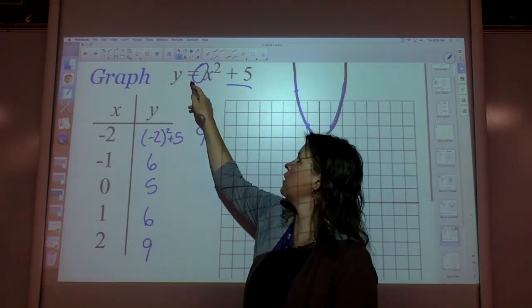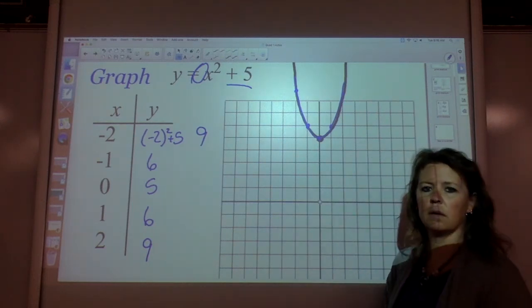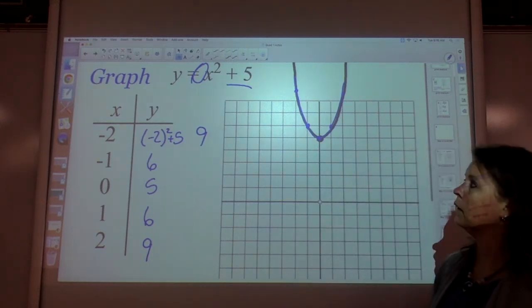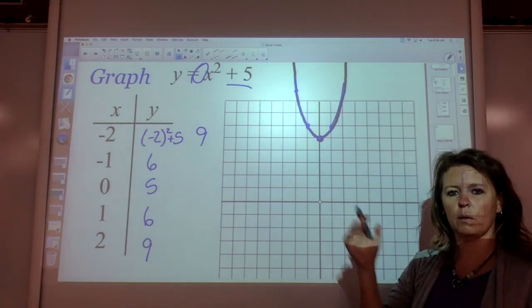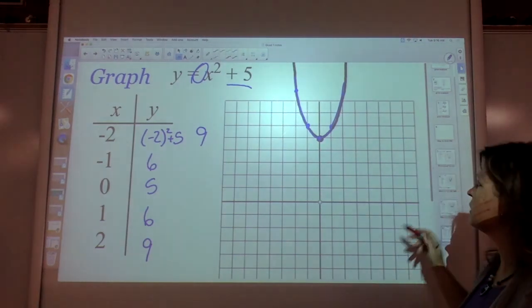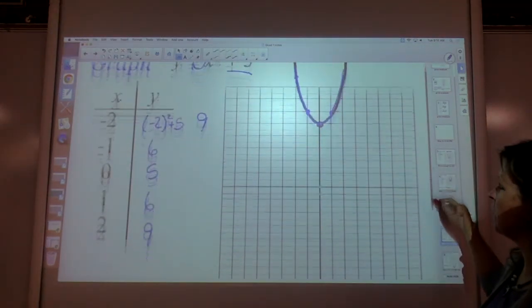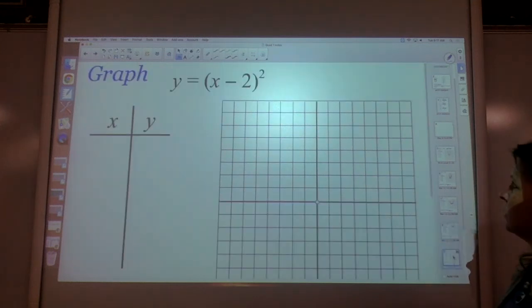Because this coefficient right here wasn't a number other than 1. When we had it 3, it got taller. When we had it 1/4, it got shorter. But that one stayed. So the shape didn't change, just the location.